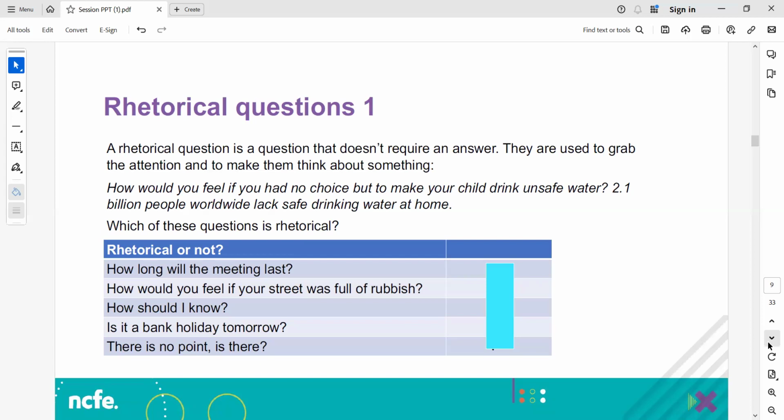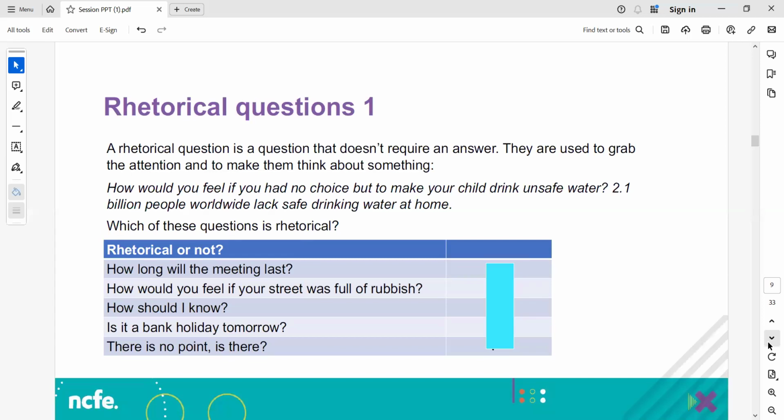So we've got an example here. How would you feel if you had no choice but to make your child drink unsafe water? 2.1 billion people worldwide lack safe drinking water at home. So that question, it makes people think, to question themselves rather than answering the question.